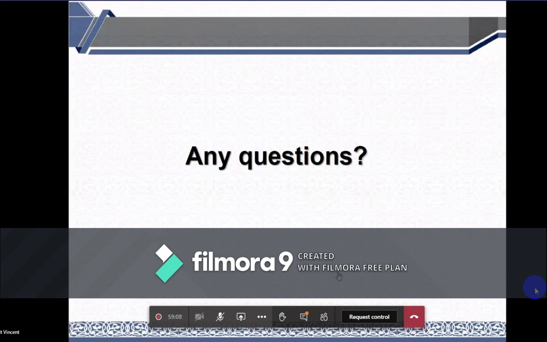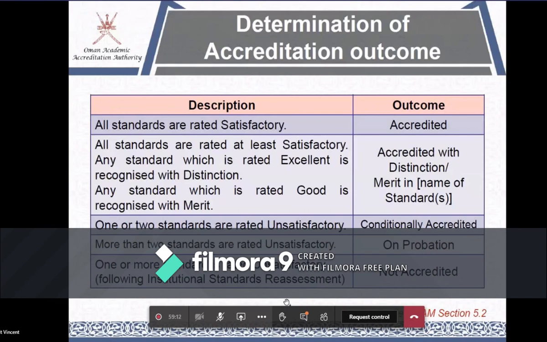Sir, can you show the previous slide? One more time. This one? One second. Yes. Here you're saying 1, 2, 3. The third one. One or two standards are rated unsatisfactory. Again, the same standards are coming here. One or more standards are rated unsatisfactory. What is the difference between these two? Conditionally accredited and not accredited.